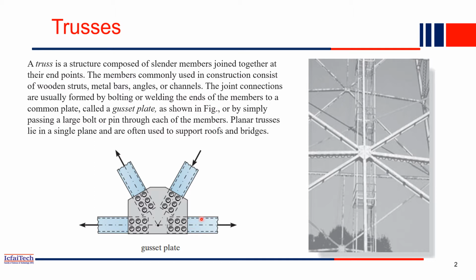Truss, you may already have known. Truss is a structure that is composed of slender members joined together at their endpoints. The members commonly used in construction are wooden struts or metal bars or angles, channels. These are the things. So all the bars are actually connected in a plate. That plate we call a gusset plate.